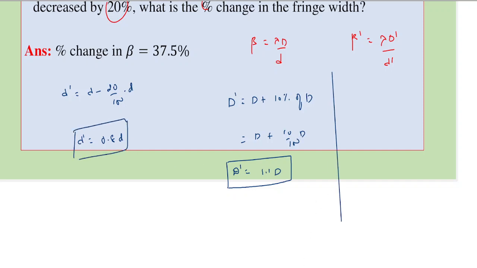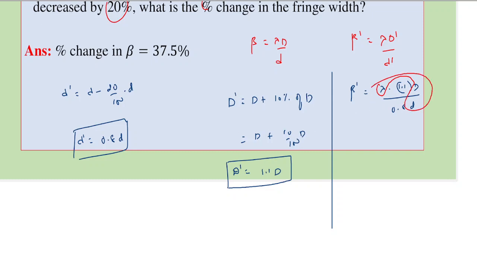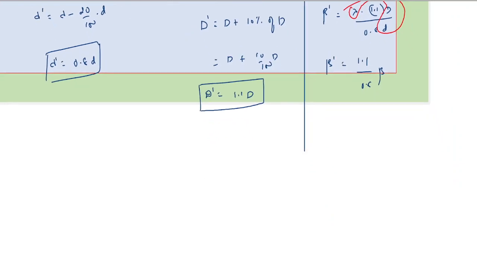Putting it back here, then what we get would be that beta dash is equal to lambda into D dash, which is 1.1 into capital D, by 0.8 into small d, but this lambda capital D by small d is beta. Therefore, you can say beta dash is equal to 1.1 by 0.8 into beta. 1.1 by 0.8 is equal to 1.375. So beta dash is equal to 1.375 into beta.